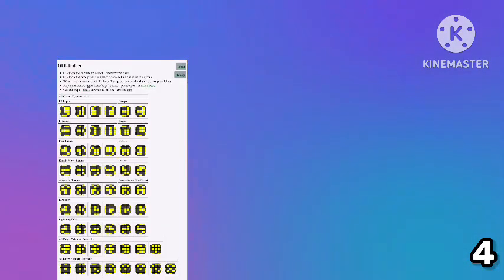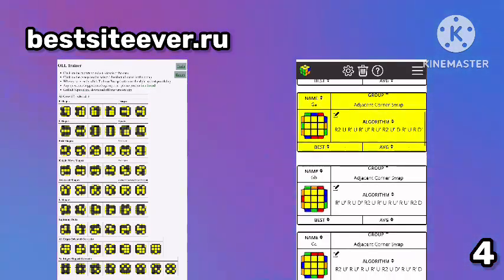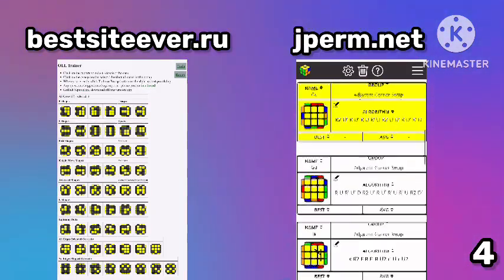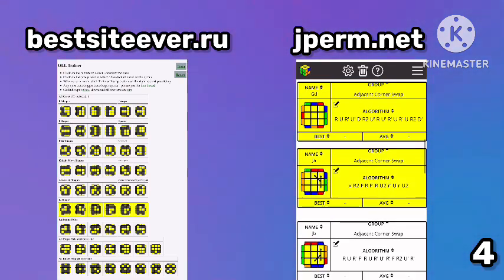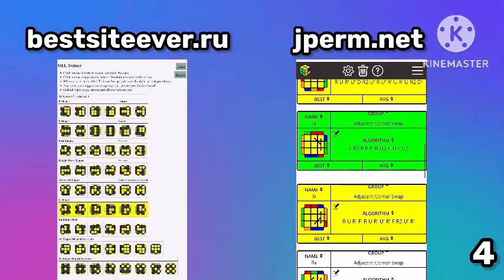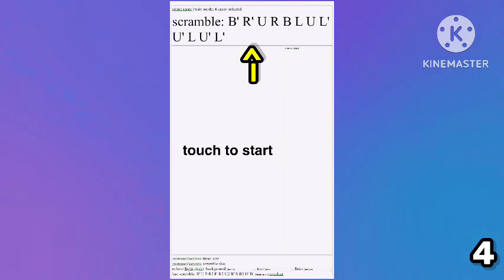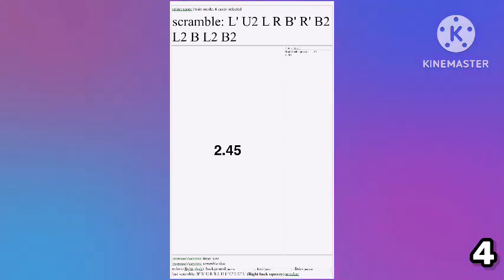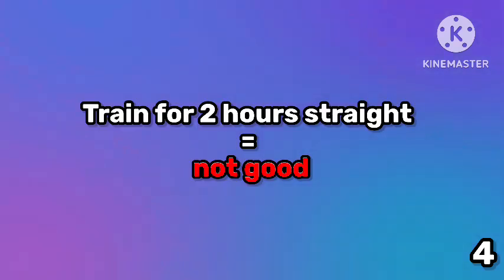There are many alg training sites like bestsiteever.ru and jperm.net. These group the algs for you, and you can select any case you're currently learning. While training, follow the scramble above, start the timer, solve the case, stop, and repeat. However, don't practice them too long, which leads us to the last point.